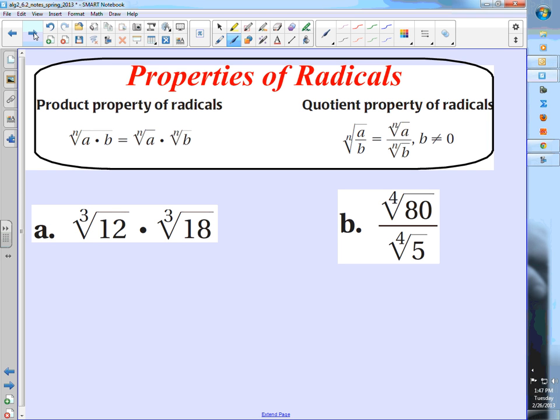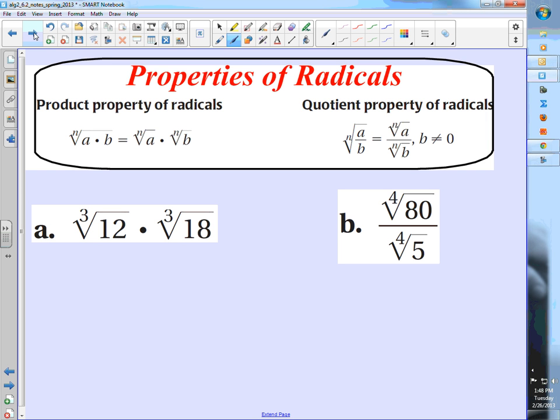Now we're working in radicals. Radicals behave the same as fractional exponents because they're the same thing. So now you're applying the properties of radicals. We had all these properties of exponents yesterday. The same properties apply to radicals, and they have the same names. This is the product property for radicals. Radical times radical. Product property.